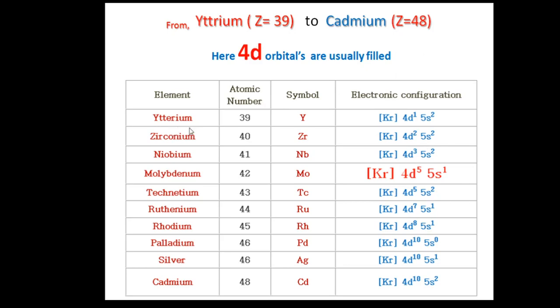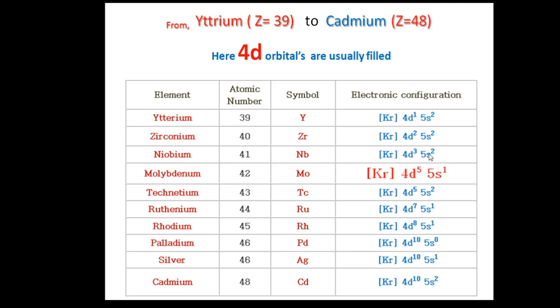So yttrium is atomic number 39, symbol Y, and here we can see the abbreviated electronic configuration: 4d1 5s2. This is zirconium, atomic number 40, symbol Zr, and 4d2 5s2 is the outermost shell electronic configuration. This is niobium, and 4d3 5s2.